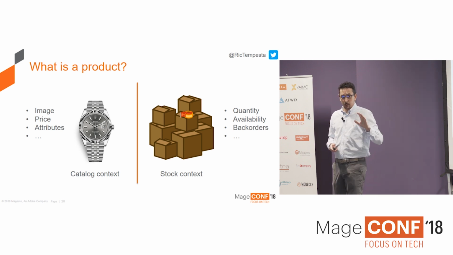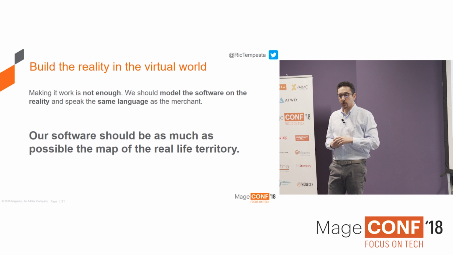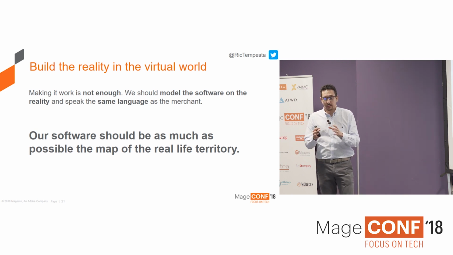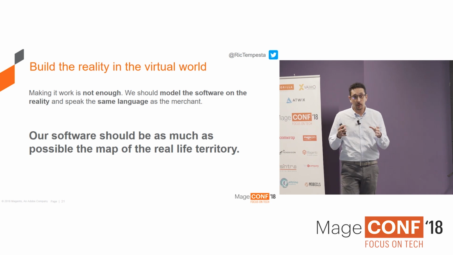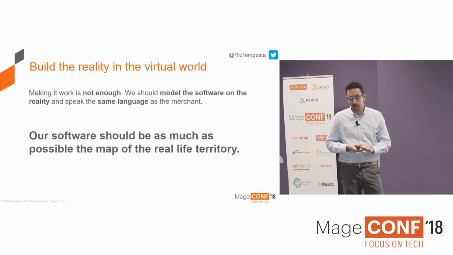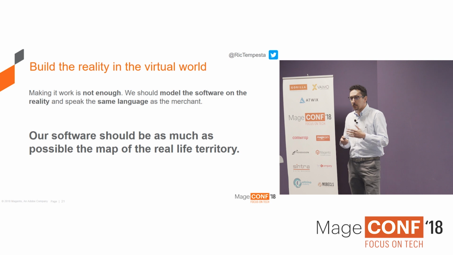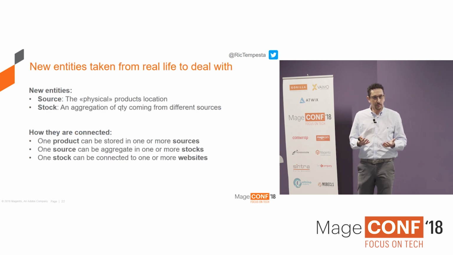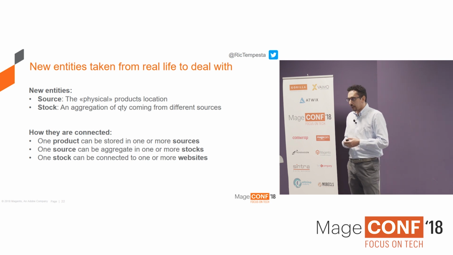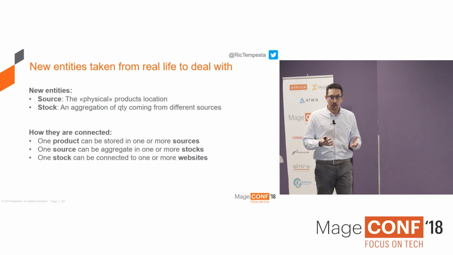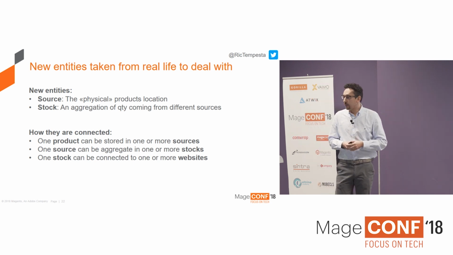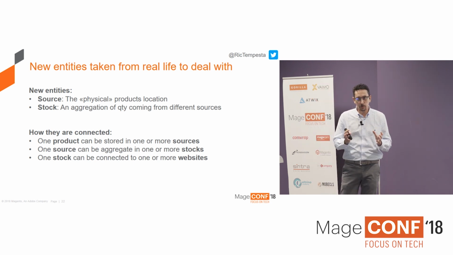And this is very important because when you deal with DDD, basically what you have to do is to build the reality in the virtual world. So basically your software should be as much as possible the map of the real life territory. This is very important. This is why in the MSI we decided to create the entities that exist in real life. So we had a source. A source is basically the physical product location. And one stock that is an aggregation of multiple sources.